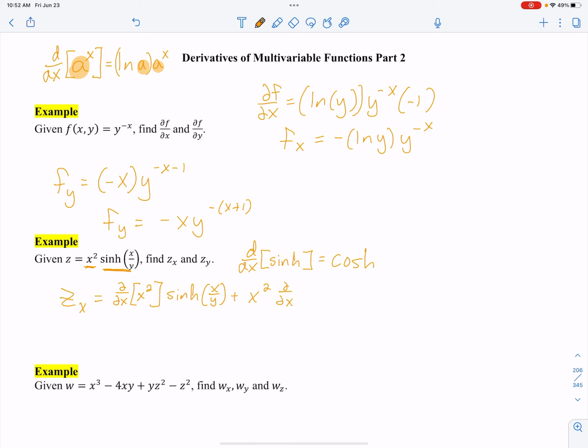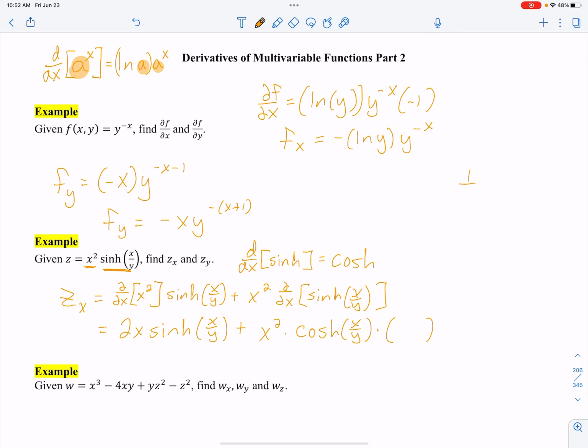Partial with respect to x of x squared times hyperbolic sine of x over y. Cool. Okay, so this is equal to the derivative of x squared, which is 2x, times hyperbolic sine of x over y, plus, I keep my x squared, and the derivative of hyperbolic sine of something is hyperbolic cosine of the same thing, and then we have to multiply by the derivative with respect to x on the inside. Now this is a little weird.